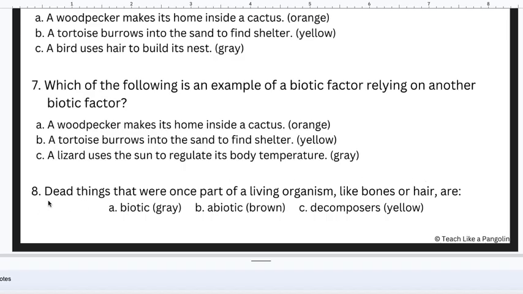Number 8. Dead things that were once part of a living organism, like bones or hair, are biotic, abiotic, or decomposers.